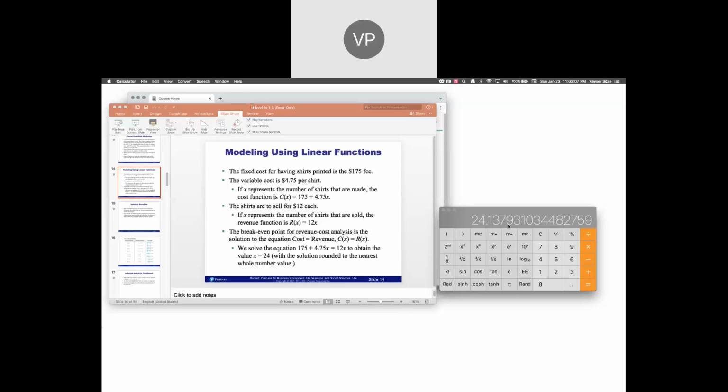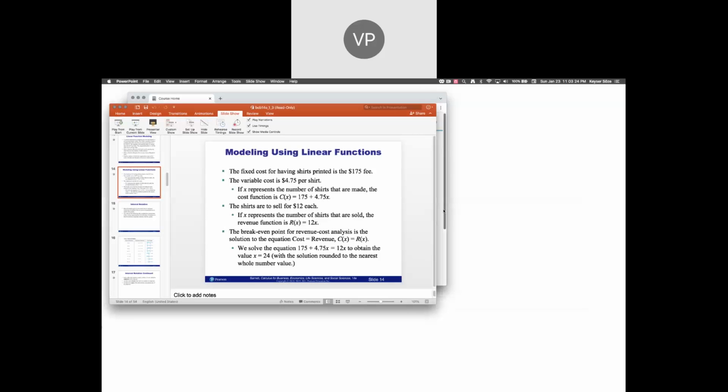And then the good news is, after that, every shirt you make is going to be a profit, because when you make one more shirt, it's going to cost another $4.75, but you're going to sell it for $12. So you're making more and more profit if you sell 25, 26, 27 shirts. But that's your break-even point right there. That's the part we want to make sure you see.